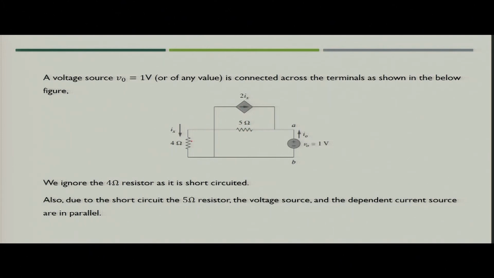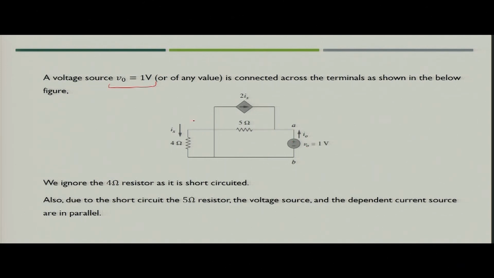The 4 ohm resistance is now short circuited because we short circuited the voltage source which was available here. Now, to find the value of R n, what do we have to do? We have to apply an external voltage supply V naught equal to 1 volt, and find the value of I naught which is flowing through this external voltage source.